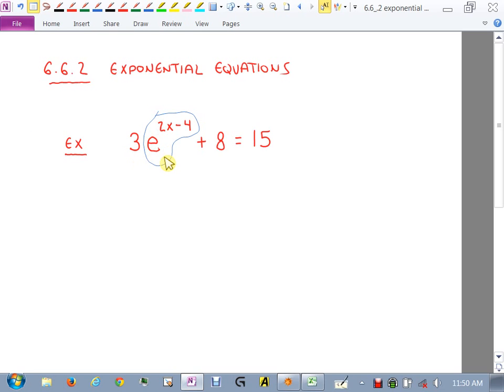So can you get this alone? Subtract 8 first, right? Don't divide by 3 first. Subtract 8. What's 15 minus 8?